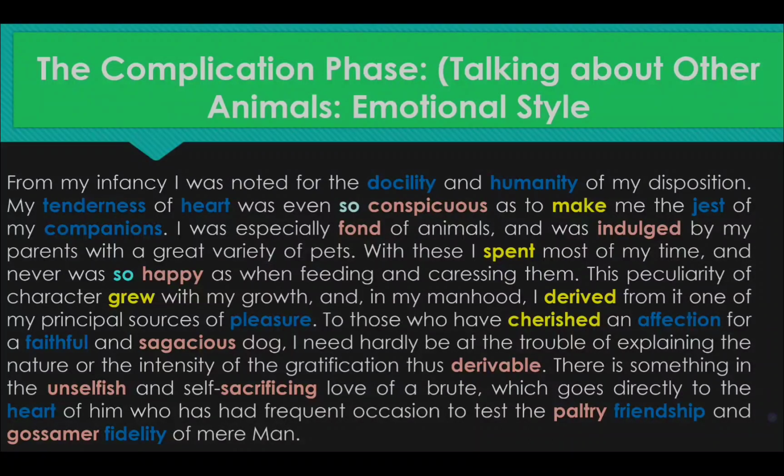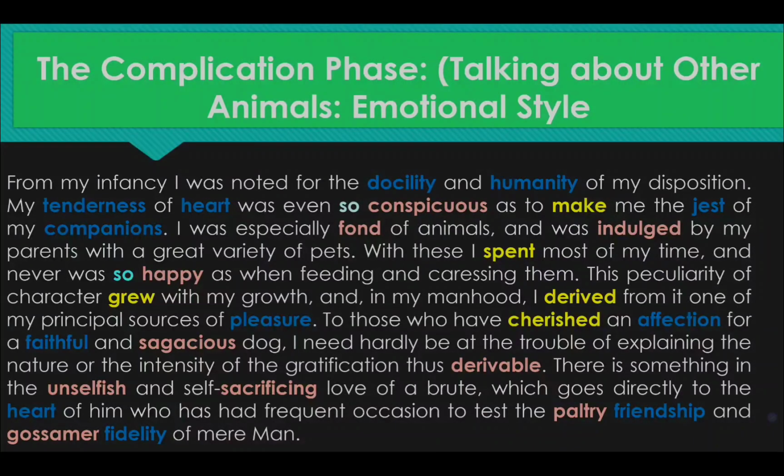For example, he used concrete and abstract nouns of positive attributes: docility, humanity, tenderness, companions, jest, pleasure, affection, faithful, love, heart, friendship, and fidelity. He also uses adjectives of positive connotation, like conspicuous, fond, indulged, happy, sagacious, unselfish, sacrificing, and gossamer. Verbs of delightful activities are also used: make, spent, grew, derived, and cherished. The repeated intensifier so is also used to create a sort of emotion. The image of the internal change is enhanced by the narrator's confession when he said this peculiarity of character.